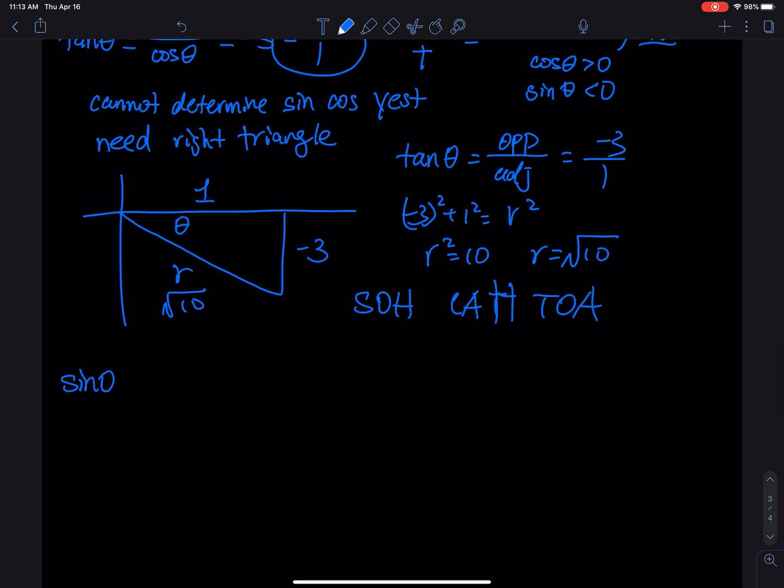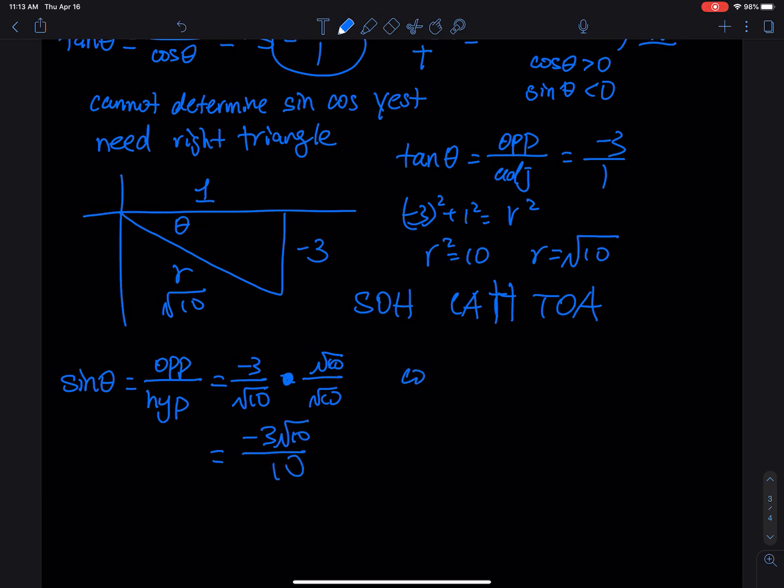And then sine of theta is opposite divided by hypotenuse. So that is equal to -3 divided by root 10. So you rationalize, right? You have to multiply the top and bottom by root 10. So sine of theta is equal to -3 root 10 divided by 10.